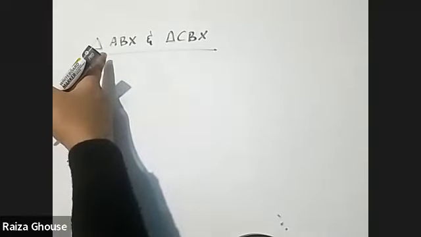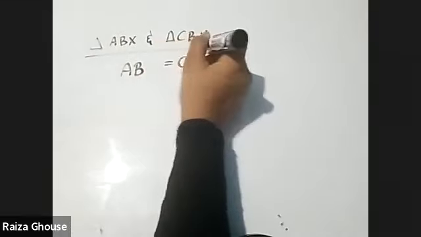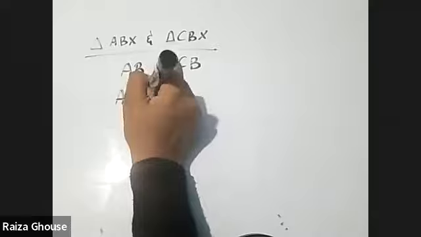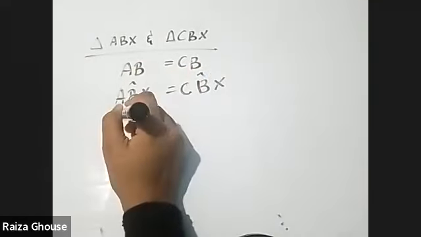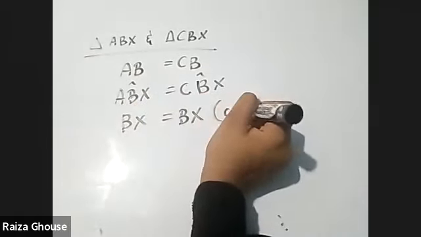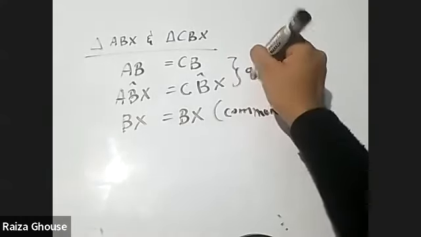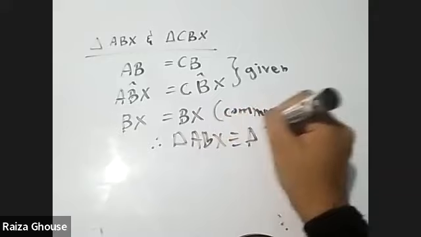Then I'm looking at my triangle ABX. In there I can see AB is equal to CB, then I can see angle ABX is equal to angle CBX. They are provided data. Then I can see BX equal BX, I should write down that it is a common side. For the others, I can write down given or data. So I can come to a conclusion. Therefore, triangle ABX is congruent to triangle CBX.